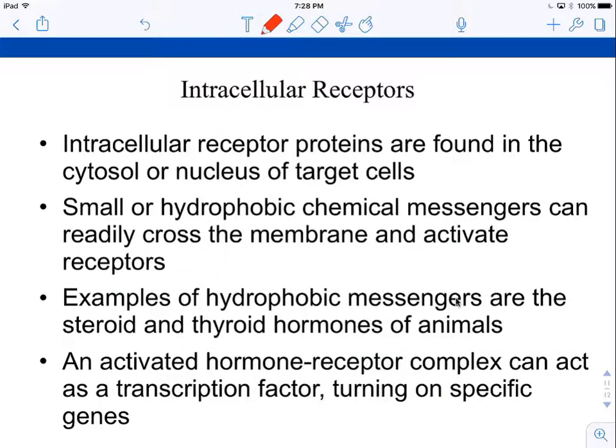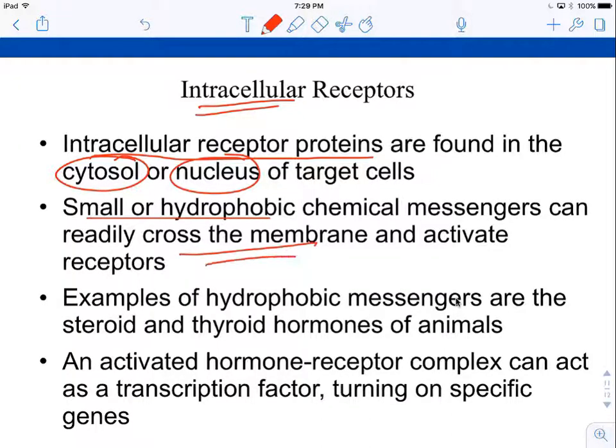So those are the three types of transmembrane receptors. There are also receptors that are inside the cell, intracellular receptors. Intracellular receptors are found in the cytosol or the nucleus of the target cells. These work well if the ligand is small or hydrophobic. These guys can cross the membrane itself.